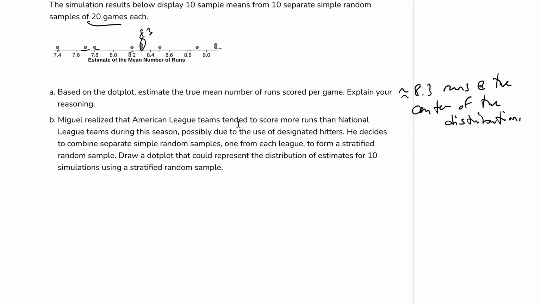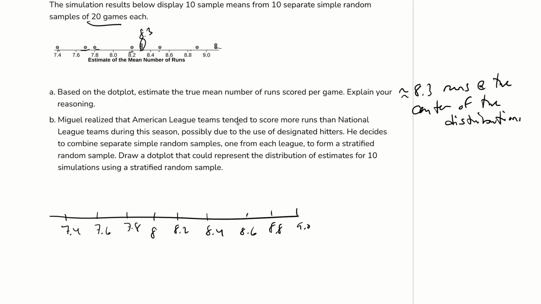reduce the variability, and it's still going to have the same center as the simple random sample, so the middle of your dot plot should still be 8.3. However, it should have less variability. So we could draw a dot plot, and here's just an example. 8.2, 8.4, 8.6, 8.8, 9.0. But now we're going to draw a dot plot with reduced variability, and so it's going to be more clumped together.